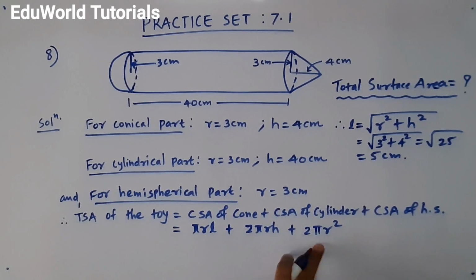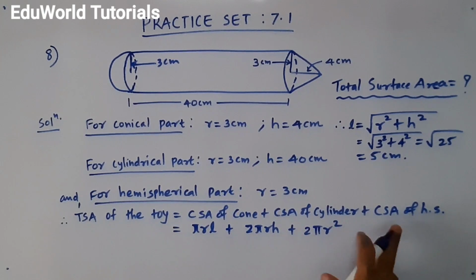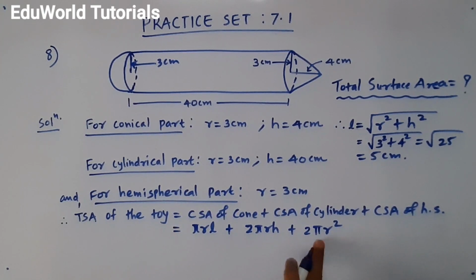We know the formula. I have told you all the time that remembering the correct formula for every figure is very important. All the students have to do this work in this chapter. So CSA of cone is pi r L, CSA of cylinder is 2 pi r h, and curved surface area of hemisphere is 2 pi r square. Now you can see students, something you can take common. Pi r appears in all these formulas. So we can take pi r common.